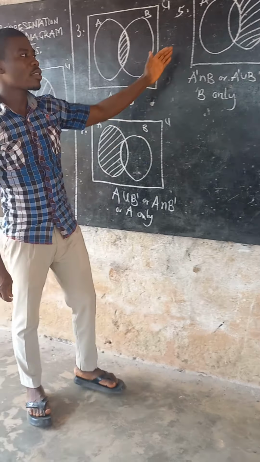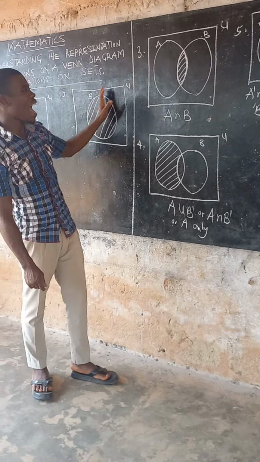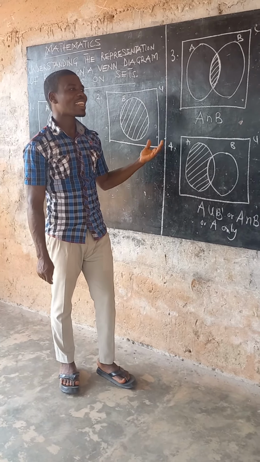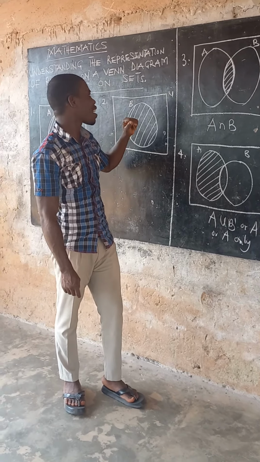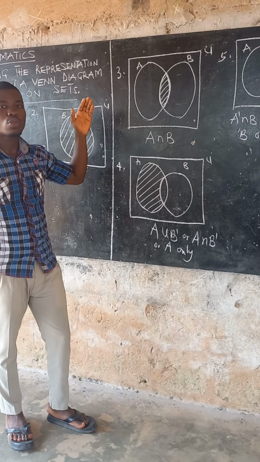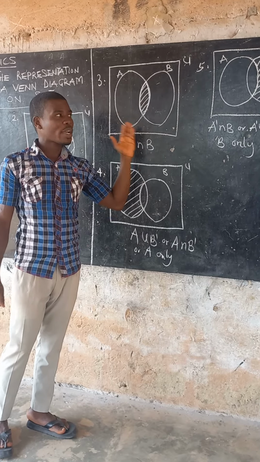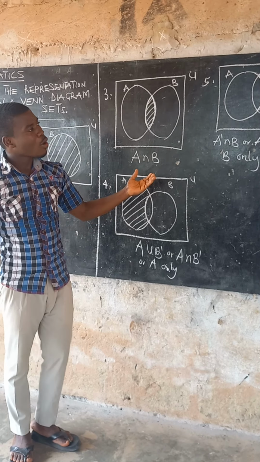So these are the common regions that you will be asked to find when we are dealing with the Venn diagram on two sets. In our next video, we are going to upload questions on that.